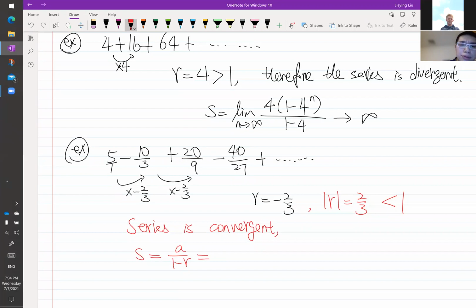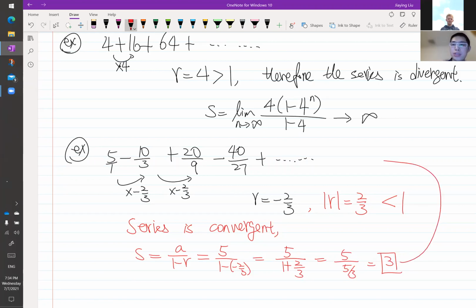a is the first number. Remember, a is 5. And then 1 is just 1, r is -2/3. So that's going to be 5 over 1 plus 2/3. So 1 plus 2/3 is 5/3. So 5 divided by 5/3, that's going to be 3. So that's the sum. If we continue that series and keep adding infinitely many elements, eventually we end up with 3.